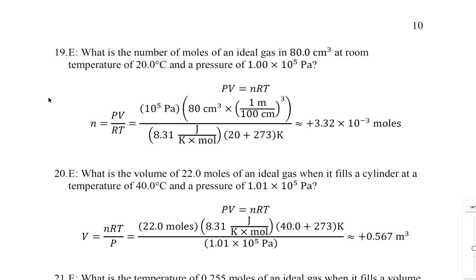Question 19. What is the number of moles of an ideal gas in 80 centimeters cubed at room temperature of 20 degrees Celsius and a pressure of 1 times 10 to the 5 pascals? So start with PV equals nRT. Solve for little n. We get a solution.